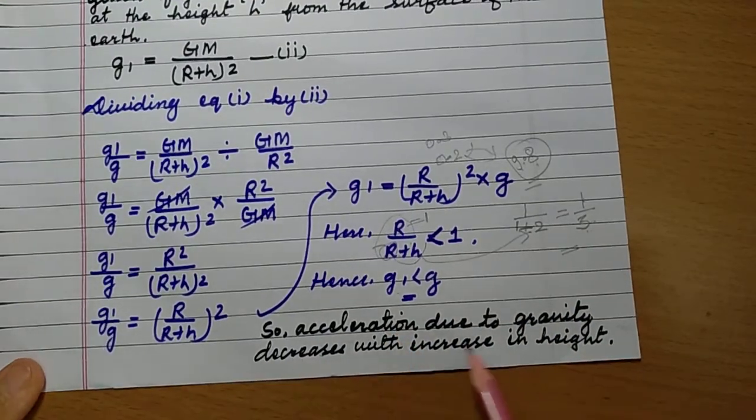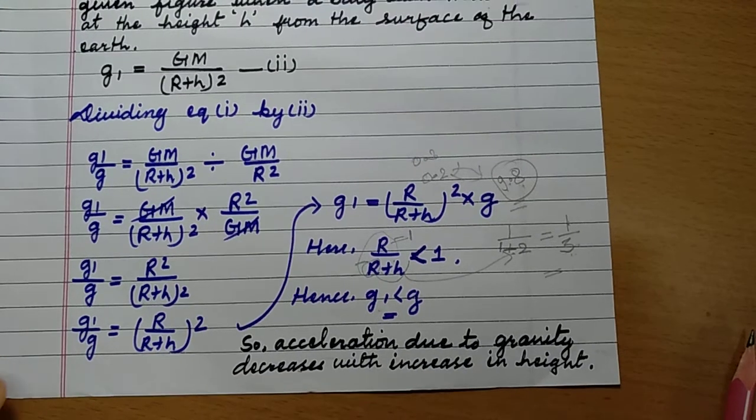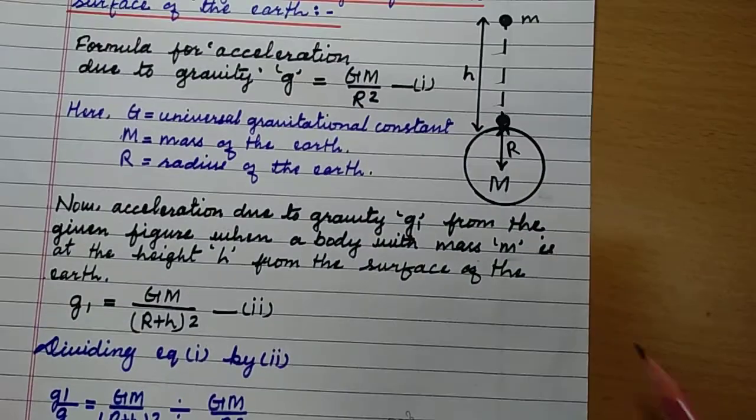Now here, acceleration due to gravity decreases with increase in height. So what did we understand is that acceleration due to gravity decreases, becomes smaller at this height.